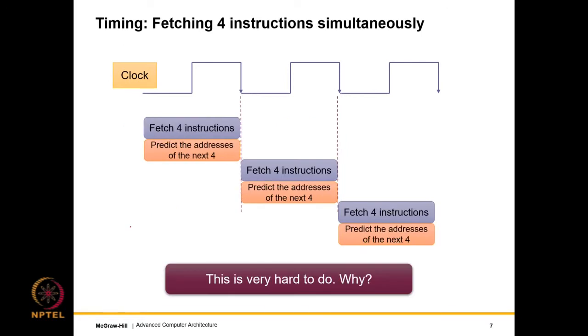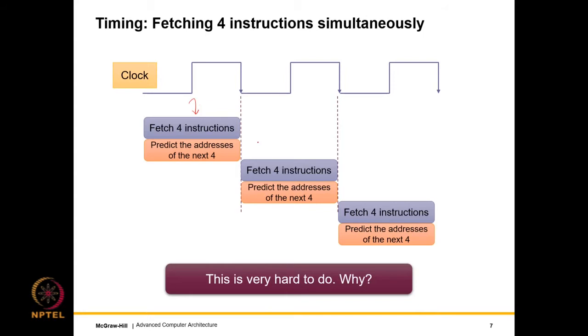Let us now look at a more complicated version of the previous slide. In the previous slide, we were fetching one instruction per cycle. In this slide, we will fetch 4 instructions per cycle. So let us consider the first cycle. Assume that we are fetching 4 instructions and we know somehow, we will see how, that these 4 instructions are on the correct path, right? So let's say we know with high likelihood that they are on the correct path.